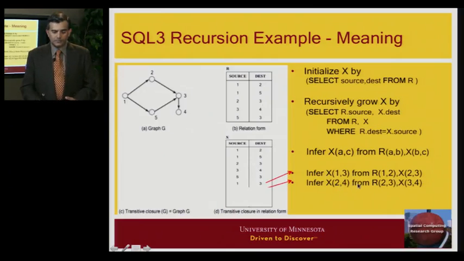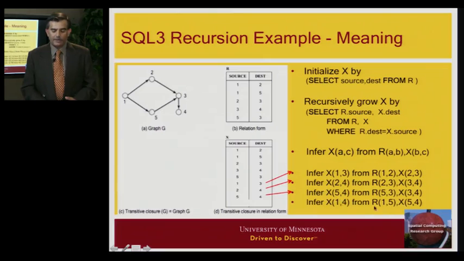Okay. So continuing on, you can find other such pairs. R has 5, 3, X has 3, 4, so you can add 5, 4, and then finally R has 1, 5, X has 5, 4, so you can add 1, 4 in the result table. Okay. And if after this you try this procedure further, in this example we are not going to get any more. So this recursion continues till the result stabilizes. If we cannot add any more, then the recursion ends, and at that time you have the full result.